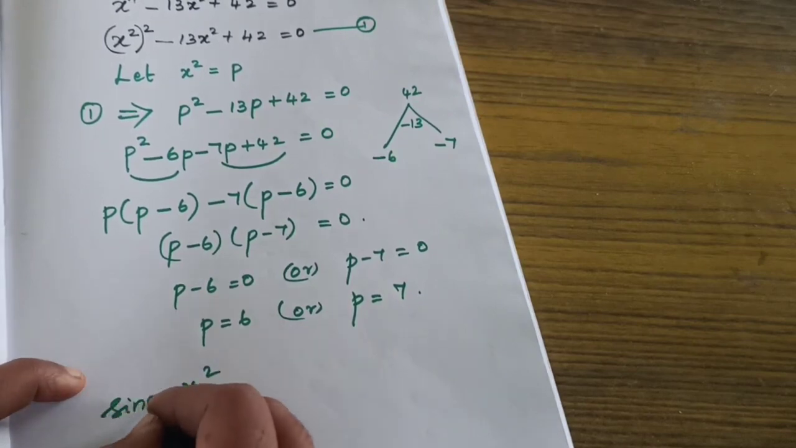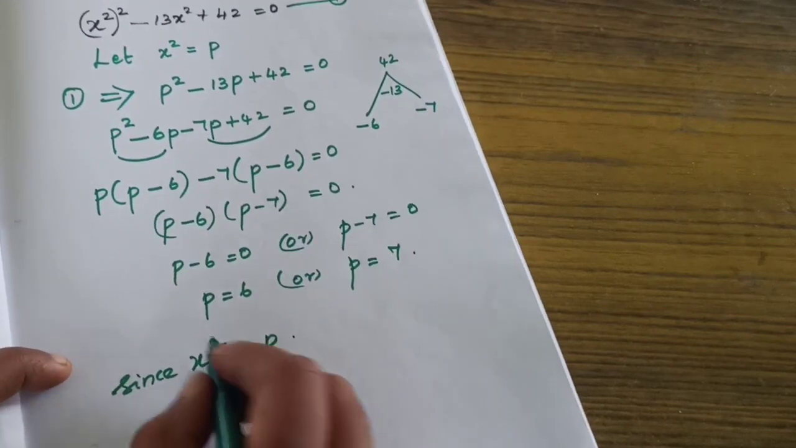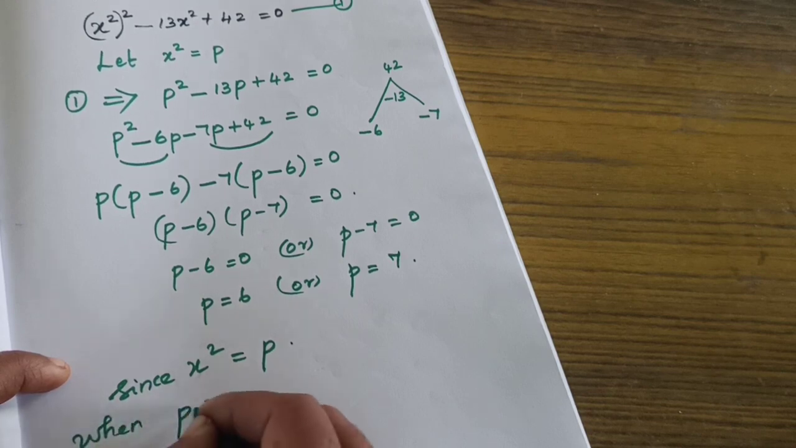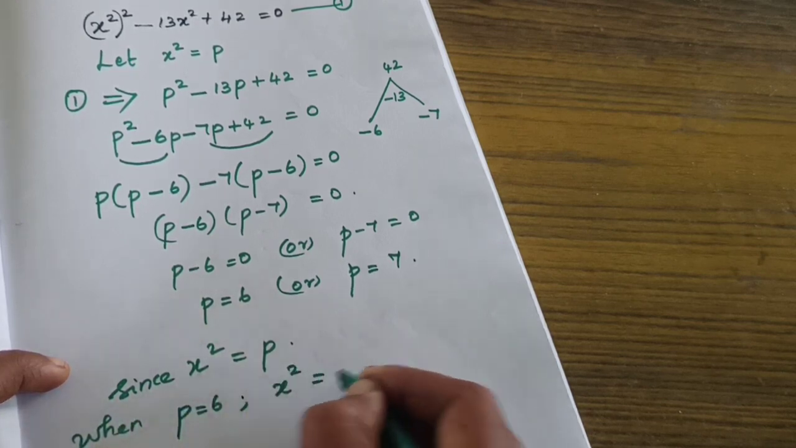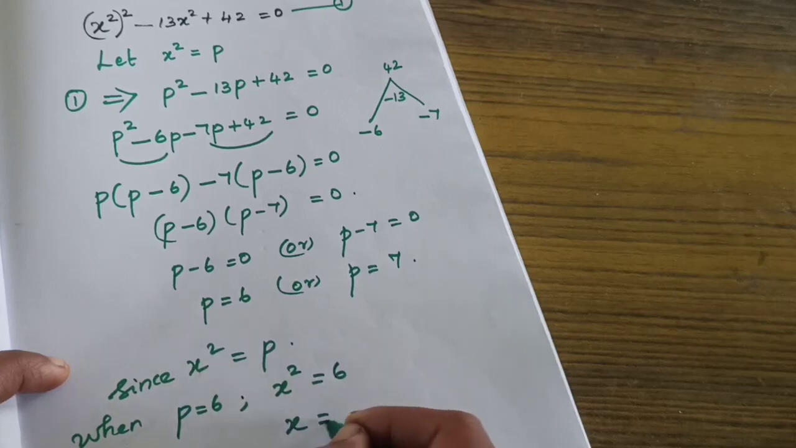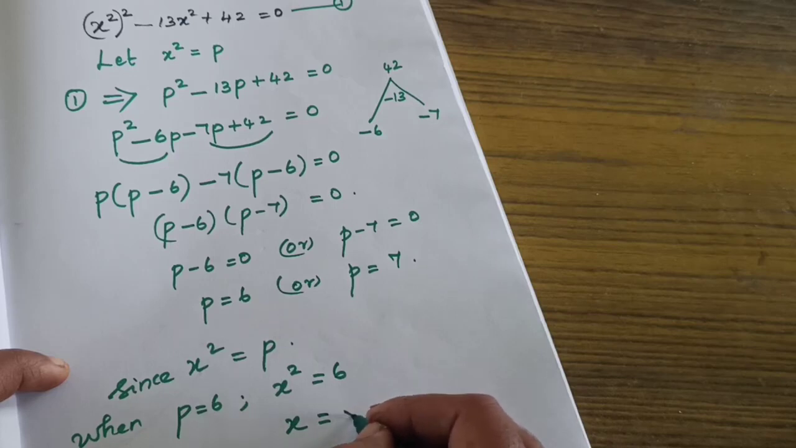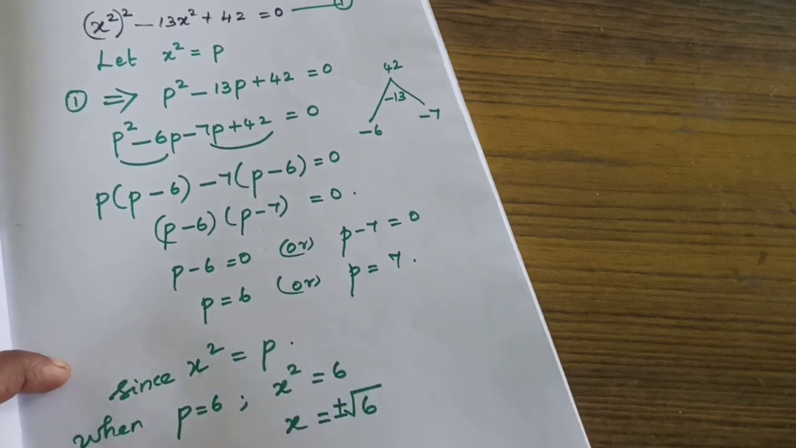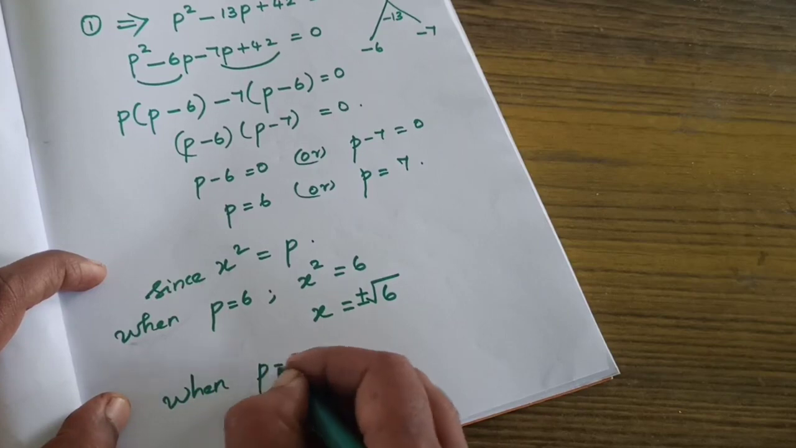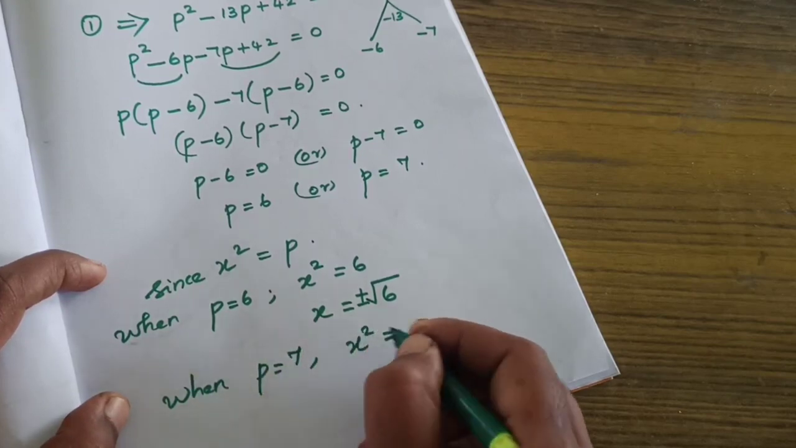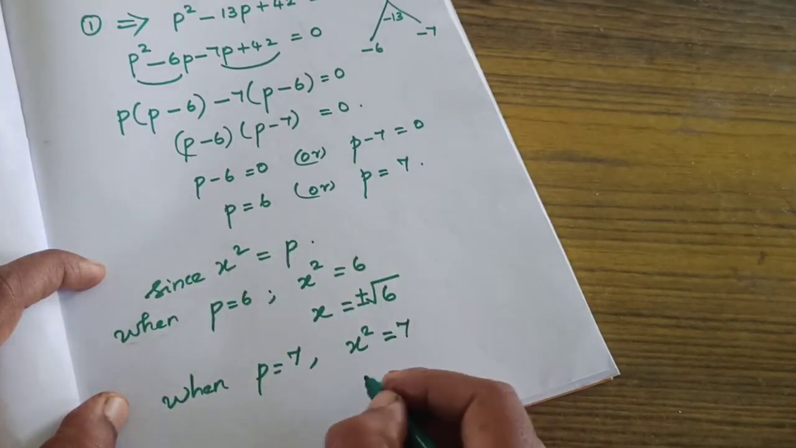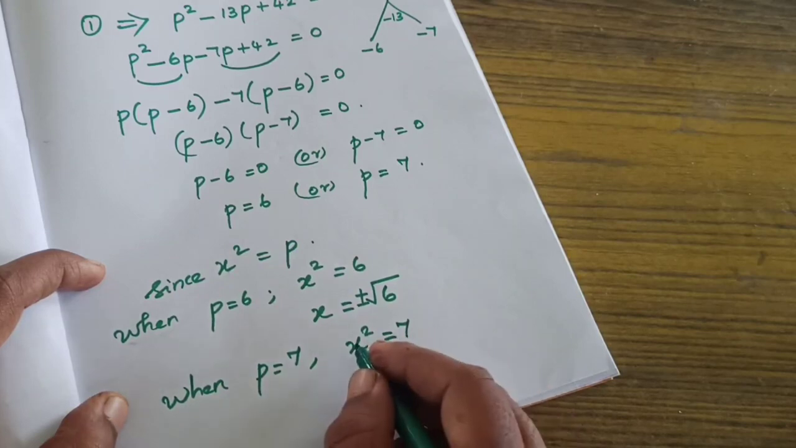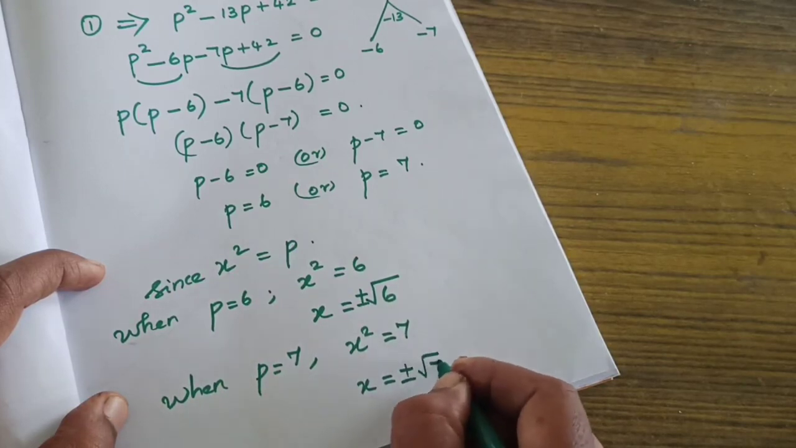Since x square equal to p, when p equal to 6, x square equal to 6, x equal to square root of 6, that means since it is a square, two values will come. So plus or minus root 6. In the same way, when p equal to 7, x square equal to 7, x equal to two values will come because it is a square. So plus or minus root 7.